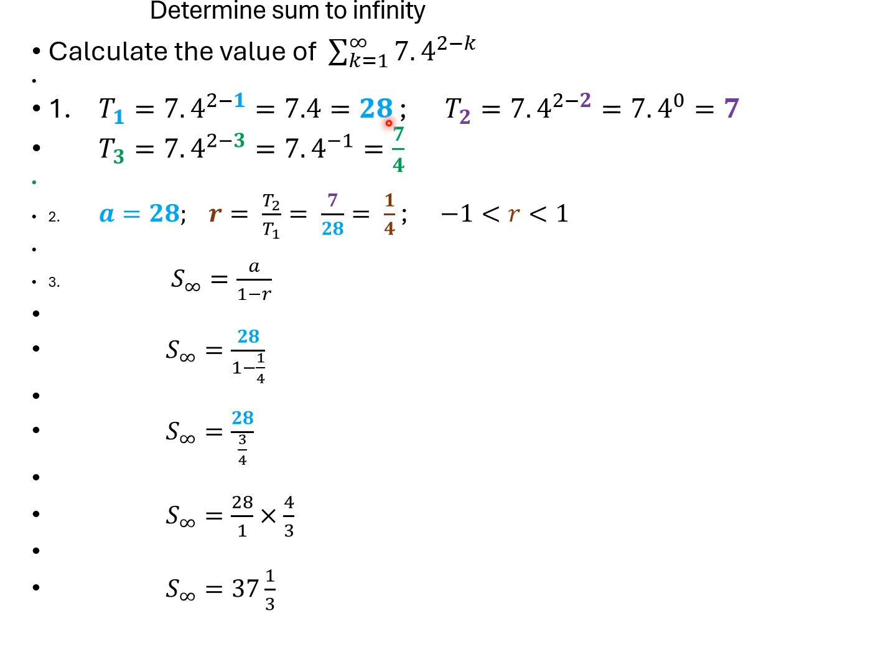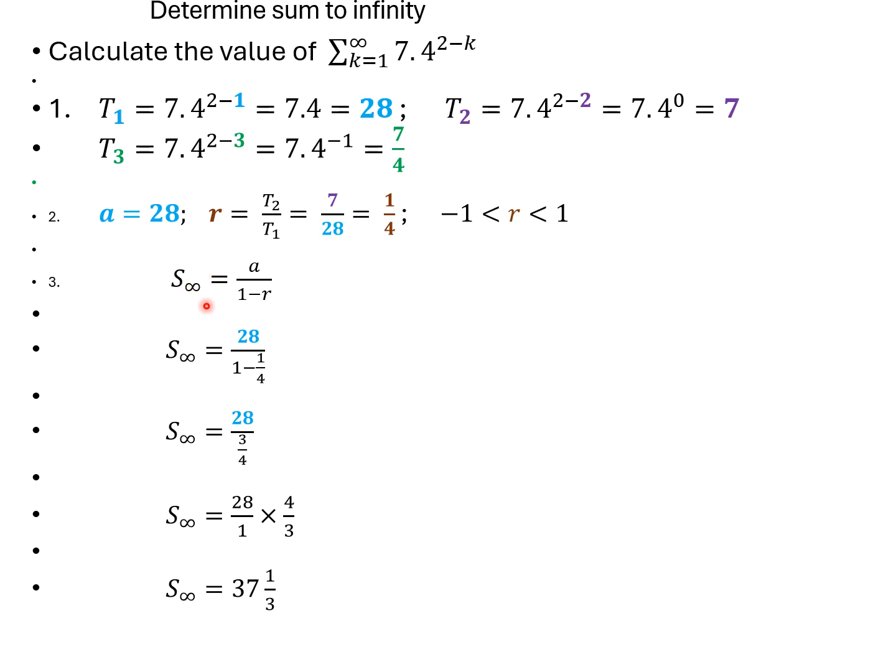Alright, so from what's given, a is 28, r is term 2 divided by term 1, so 7 divided by 28 equals 1 over 4. And because it's a fraction that lies between 1 and negative 1, meaning it's less than 1 and bigger than minus 1, we know we can calculate the sum to infinity because it is converging.